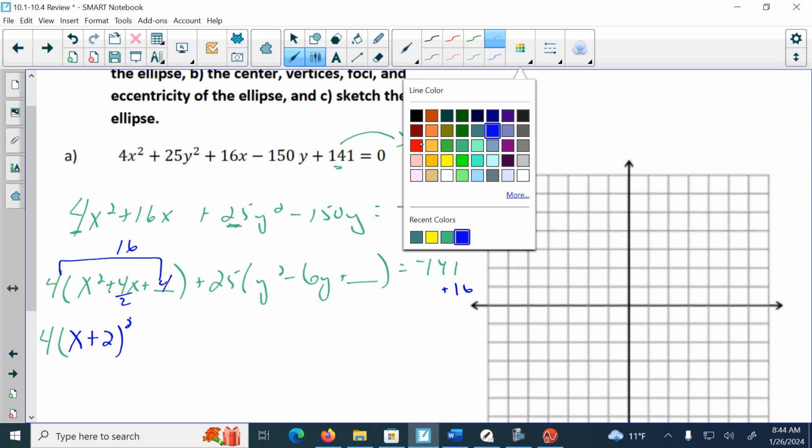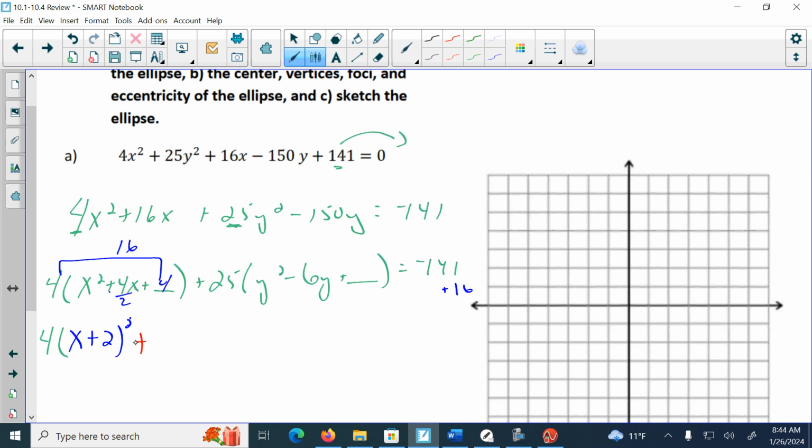We're going to do this y. I'm going to do 25 y. This is a minus sign, so I'm copying down the minus sign. Half of 6 is 3. 3 squared is 9. 9 times 25 is 225. I'm going to add 225. And when I add all those, it ends up being 100.